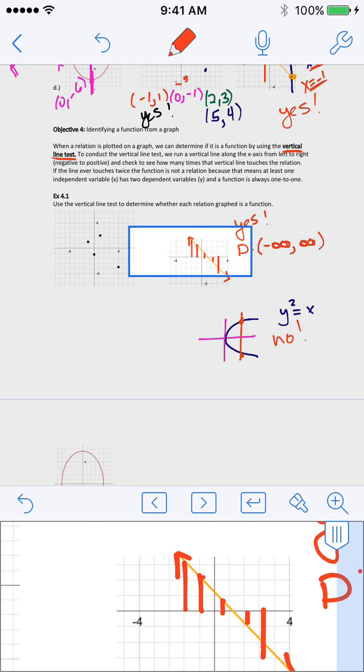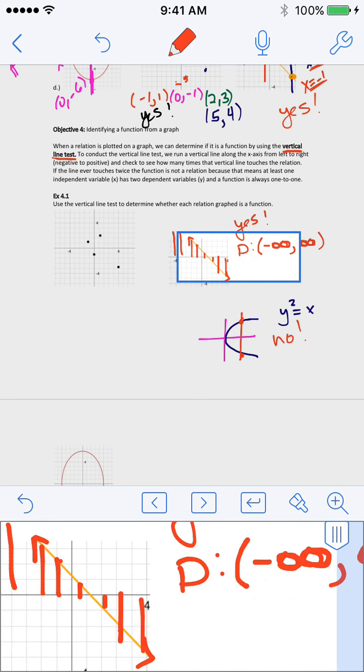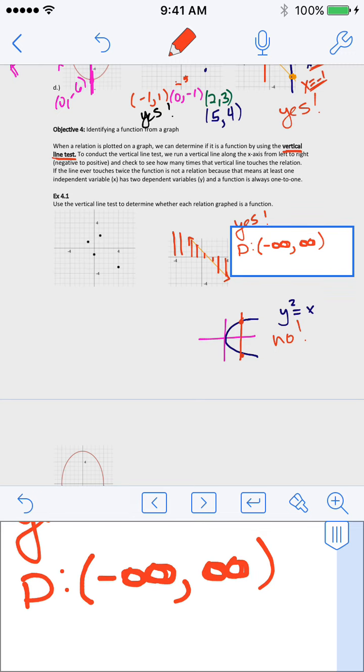So all these x's over here will eventually touch. Yes, they're not on the graph, but eventually they will be used, and all of these x's over here on the right will all be used as well. So it's negative infinity to positive infinity.